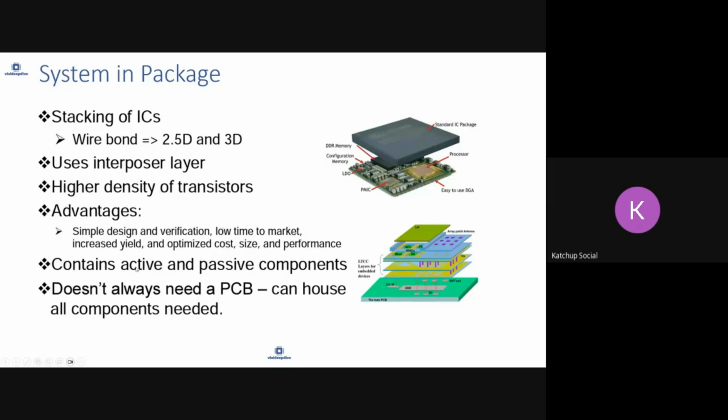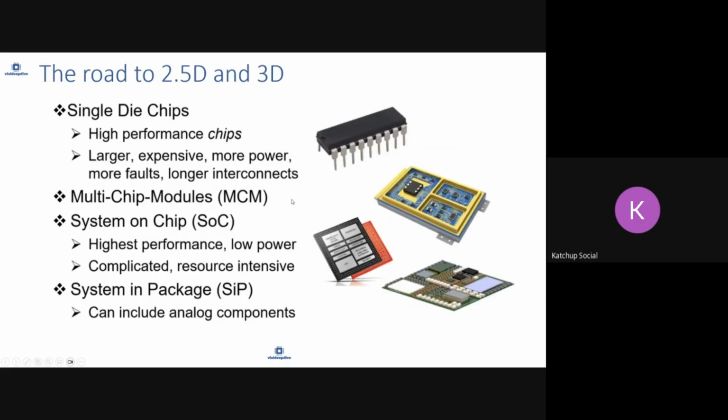The interposer could have active and passive components. What do we mean by that? We'll also talk about that. And it did not always need a PCB; it could house all the components which were needed.